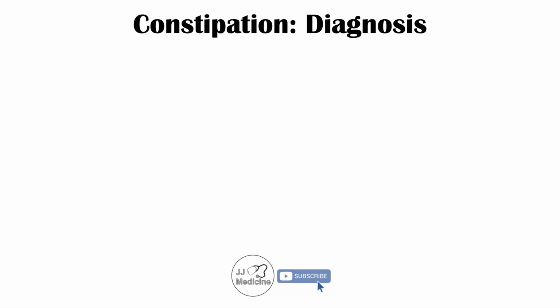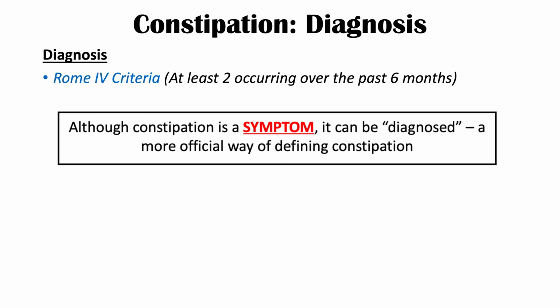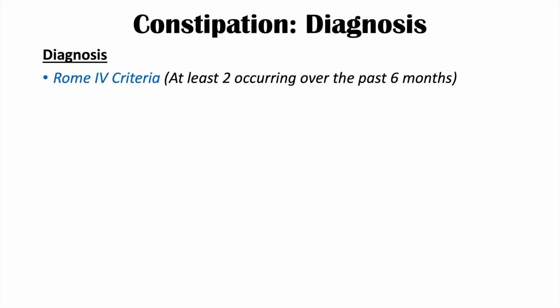How is constipation officially diagnosed? So we talked about those definitions earlier, but there are some particular, more specific ways of diagnosing, and it's going to be by using the Rome 4 criteria, with at least 2 of the following occurring over the past 6 months. So this is an official way of diagnosing constipation by Rome 4 criteria, but oftentimes a clinician is going to diagnose it clinically by using those definitions we talked about earlier.